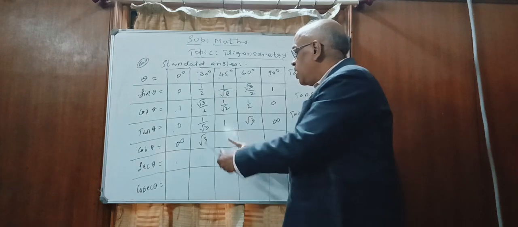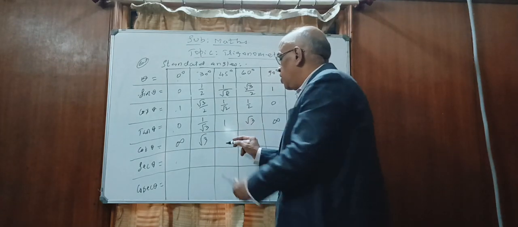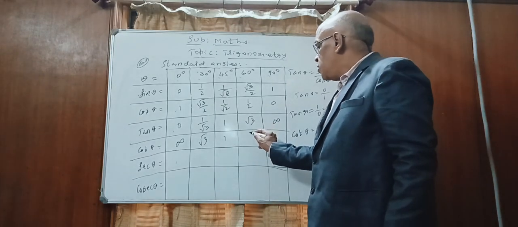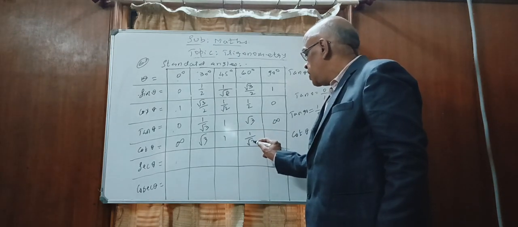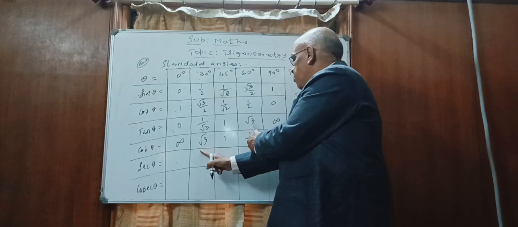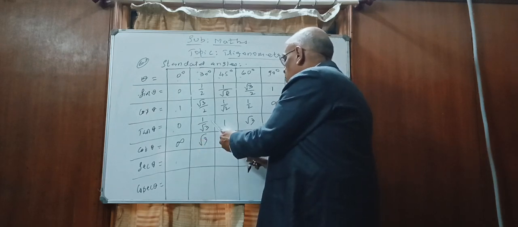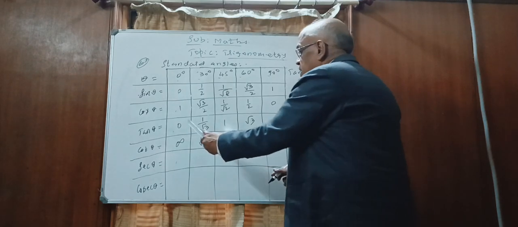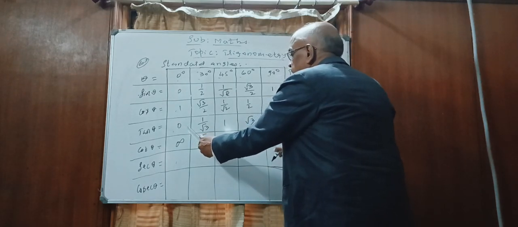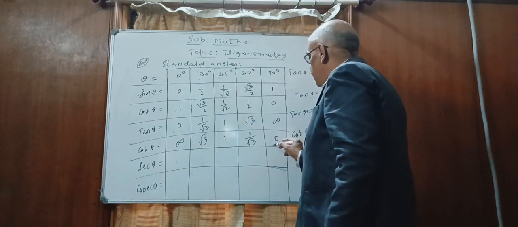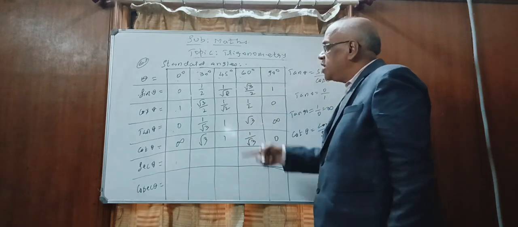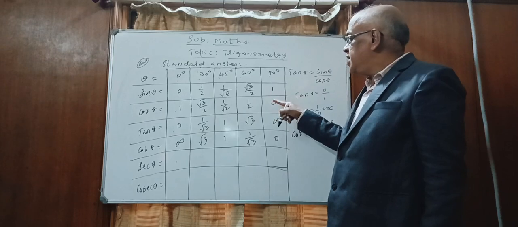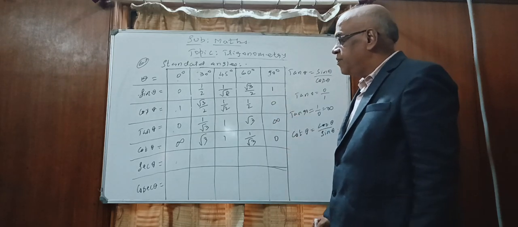Then reciprocal of tan 45 is equal to cot 45. Reciprocal of 1 is 1. Reciprocal of root 3 is 1 by root 3. What is cot 90? It is equal to tan 0, which is 0. Come to quotient ratios. What is cot 90? Cos 90 by sin 90. 0 by 1, 0. Finished.